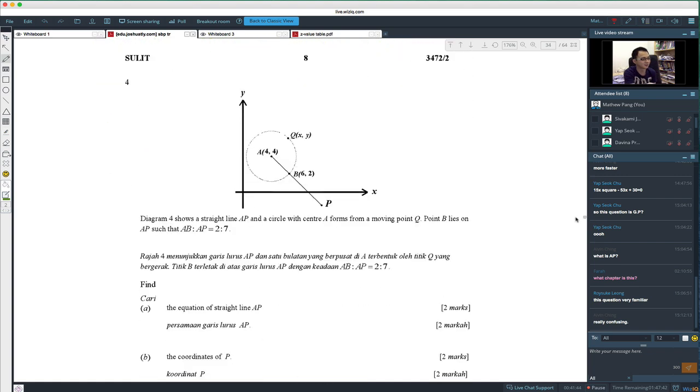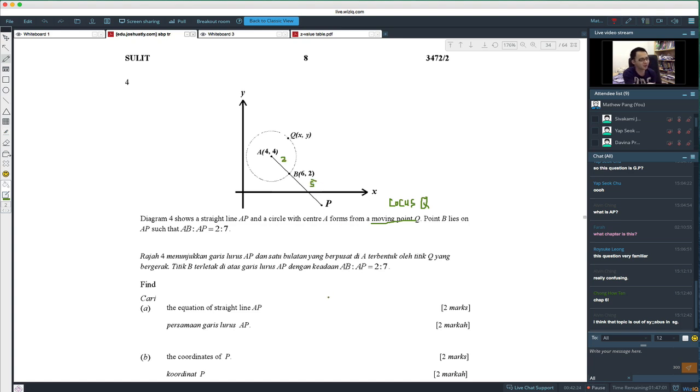Okay, for this one, diagram 4 shows the straight line AP, and the circle with center A will form the moving point Q. So moving point actually has the same meaning as locus. So I assume this is locus Q. Point B lies on AP, such that AB to AP is 2 to 7. So if AB is 2, AP is 7, so I know here will be 5. This is a simple way to solve the ratio.